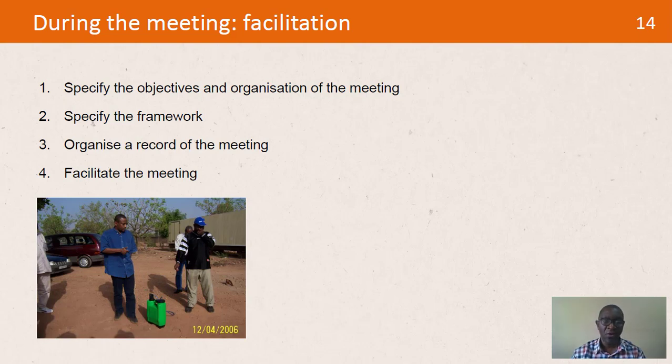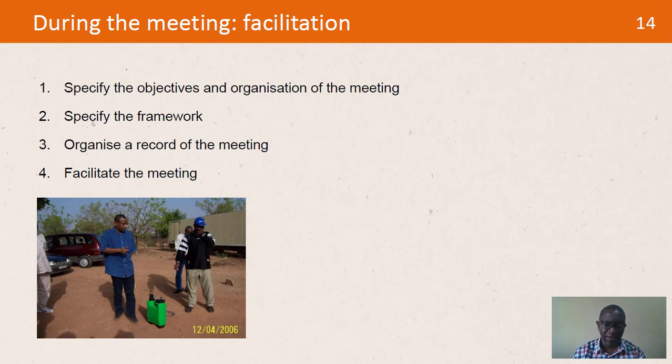3. Organize a record of the meeting. The facilitator alone cannot both facilitate and report on the meeting. So at the beginning of the meeting, the facilitator should call for a volunteer to act as a secretary or designate someone to do so.